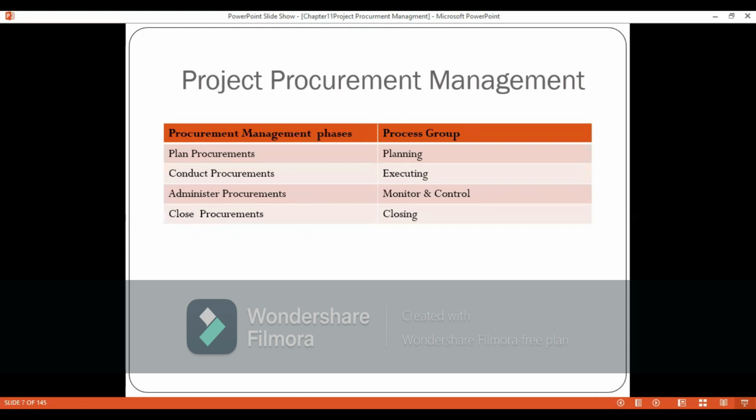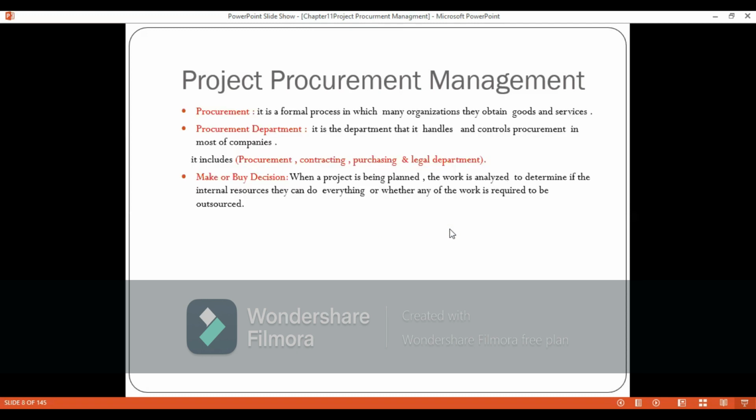So you need to know that the planning phase of the procurement occurs during the planning process group. Conducting the procurement is undertaken during the execution phase. Administering the procurement, as we said, and the role of the project manager goes into the monitoring and control phase. Closing the procurement and making sure that you fulfill the special provisions and the contract obligations happens during the closing phase.